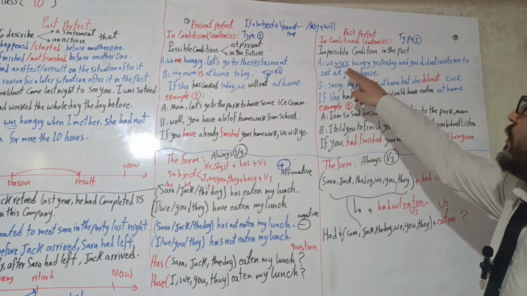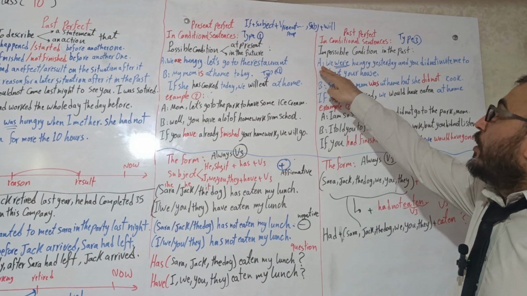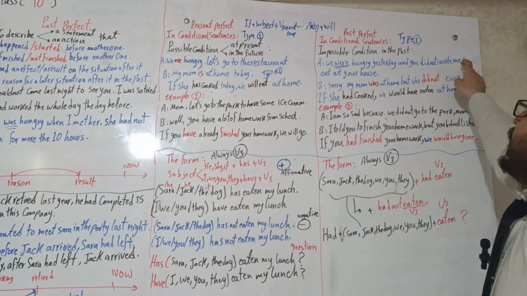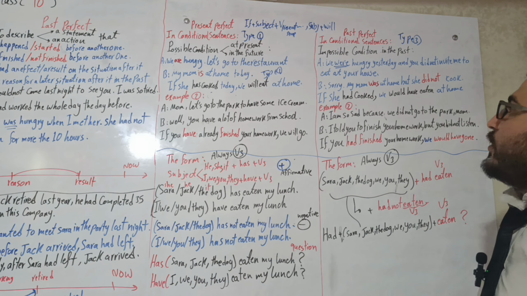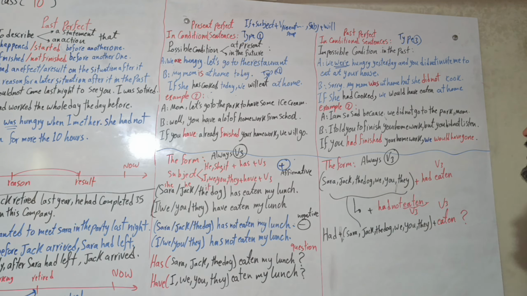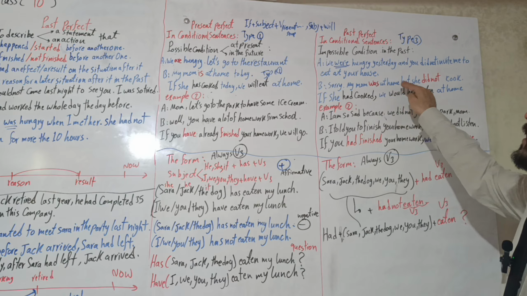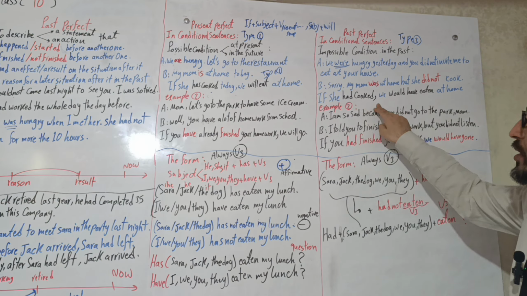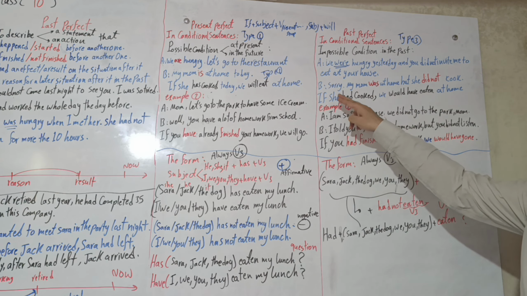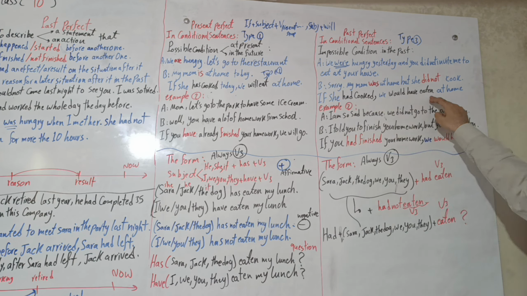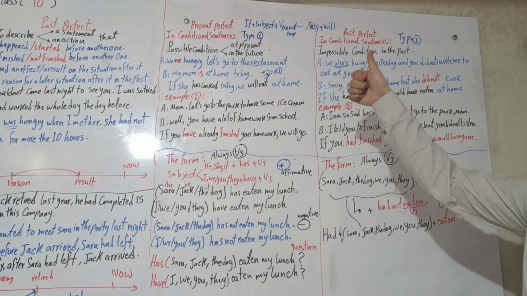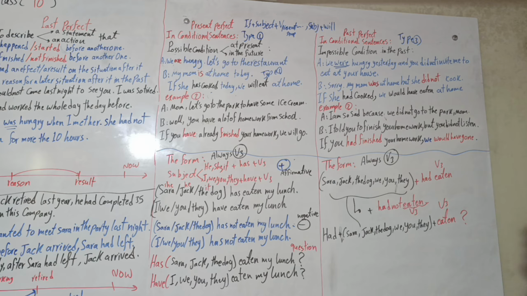And then I tell him, he tells me, sorry, we were hungry yesterday and you didn't invite us to eat at your house. I said, no, I did. But sorry, my mom was at home, but she didn't cook. If she had cooked, we would have eaten at home. So we use past perfect to talk about a condition that was impossible to happen in the past.